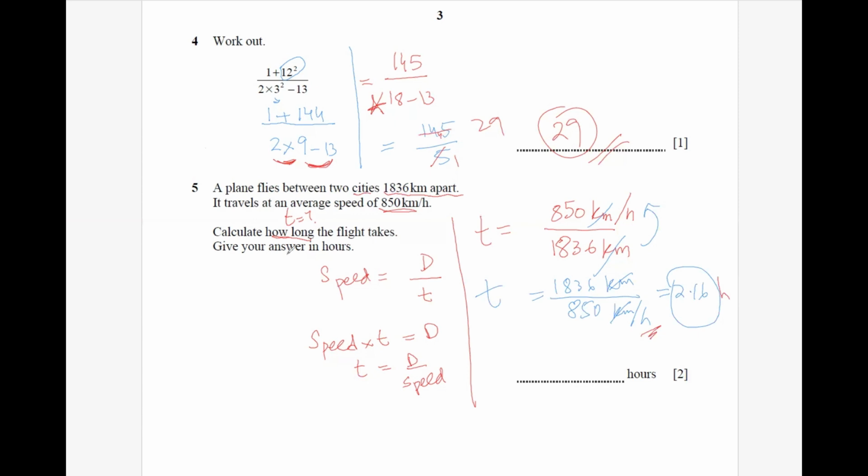Calculate how long the flight takes. Give your answer in hours. 2 hours and 0.16 hours. So we need to give this answer in complete hours, that means 2 complete hours. And if we had been asked to give the answer in hours and minutes, then we could have converted it like 2 hours plus 0.16 of an hour, and we could have multiplied it by 60 to give this answer in minutes. But since we have been asked to give the answer in hours only, this is our final answer. Okay, then we proceed.